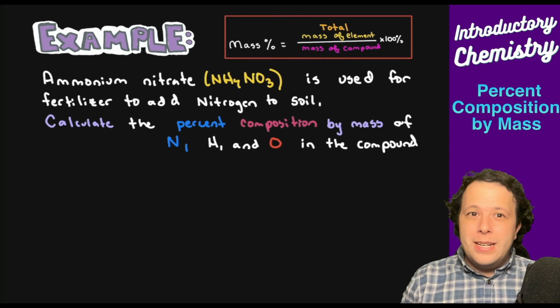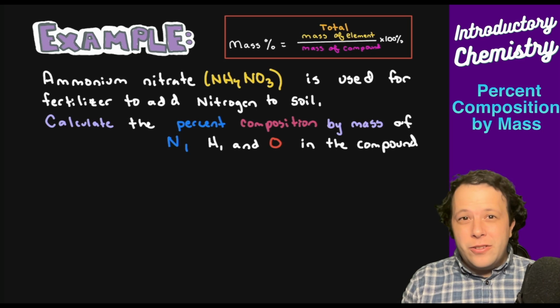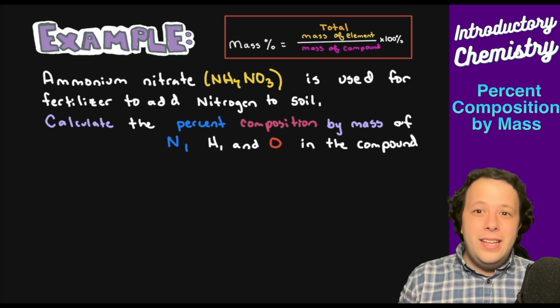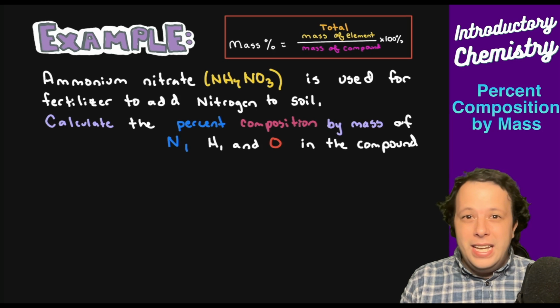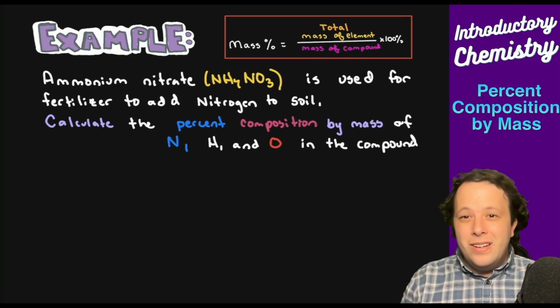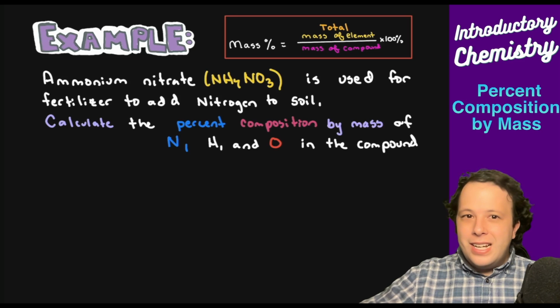For the second example, what we have is ammonium nitrate, which is NH4NO3. And this is used as a fertilizer to add nitrogen to soil. And what it asks you to do is calculate the percent composition by mass of N, H, and O of the compound. So exactly what do we need to do?